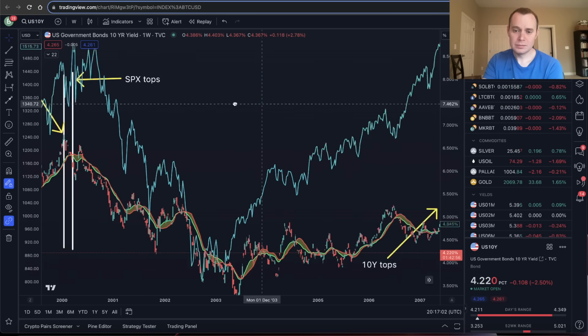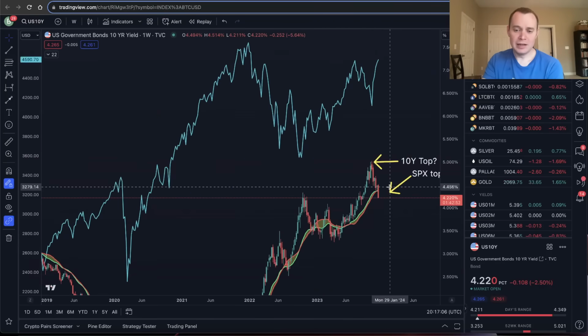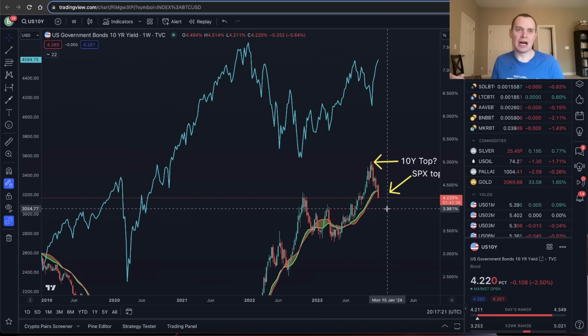This is something we can talk briefly about. But the problem here is the 10-year is tanking. It's back down to 4.2%, 4.22%. Now you might wonder, how is that relevant? Well, if the long end of the yield curve has topped, if the long end is not going to go any higher, then it means the market no longer believes higher for longer. Okay?